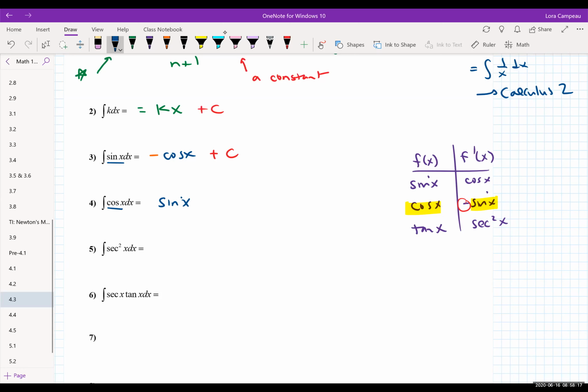Someone's allergic to calculus, huh? Okay, you just don't like integration, I get it.